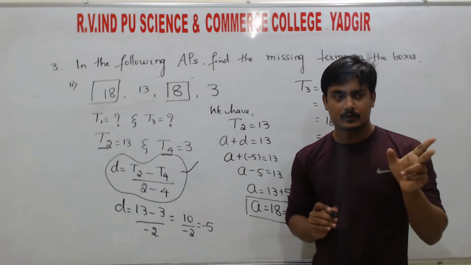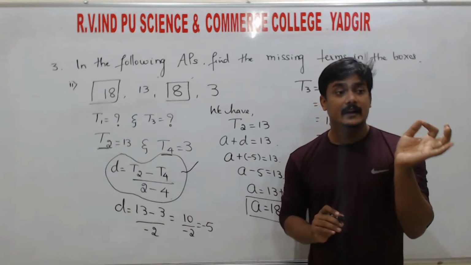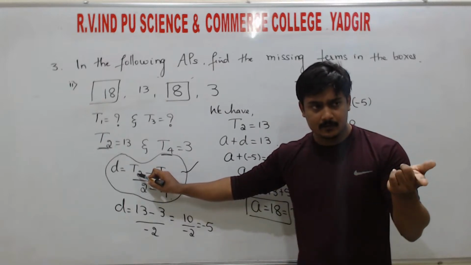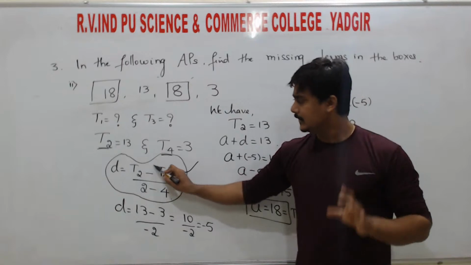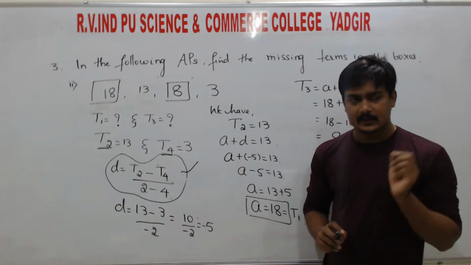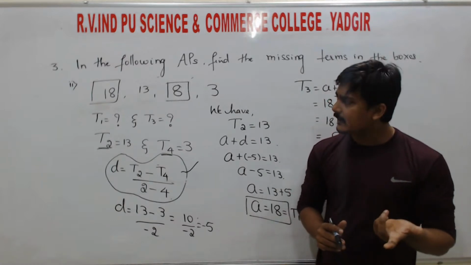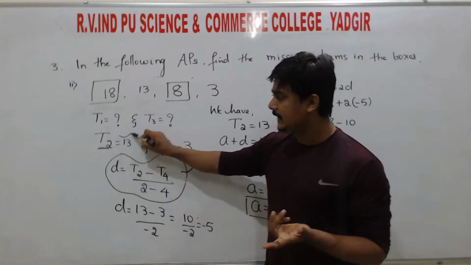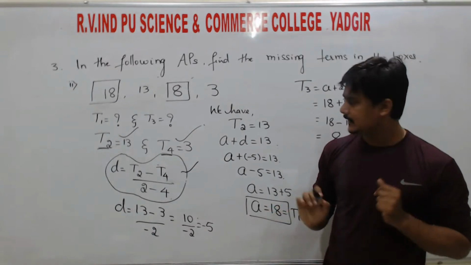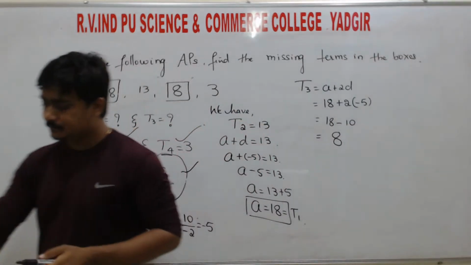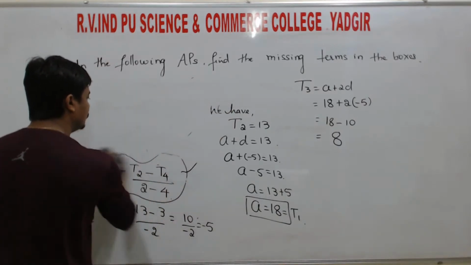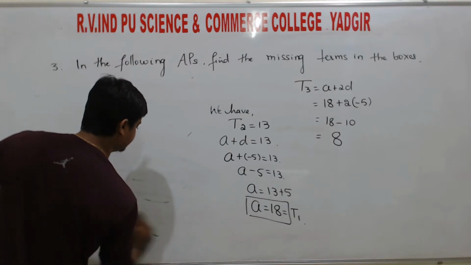If I know any two terms which are not successive, in that case D is given by the formula TP, that is one term, whatever it may be, third term, sixth term, seventh term, minus TQ divided by P minus Q. You get the D value. You need to know the A value. To find the A value, you take the help of either the second term, dear students, or the fourth term. You get the A value. Okay. So we'll move on to the next question now.